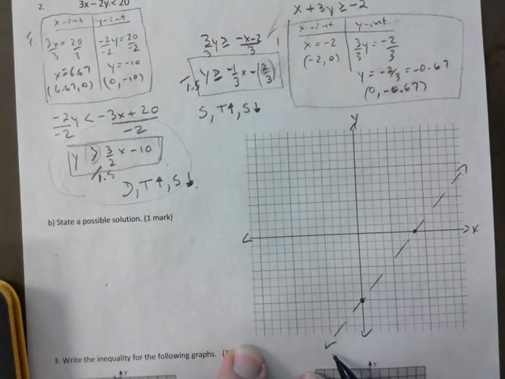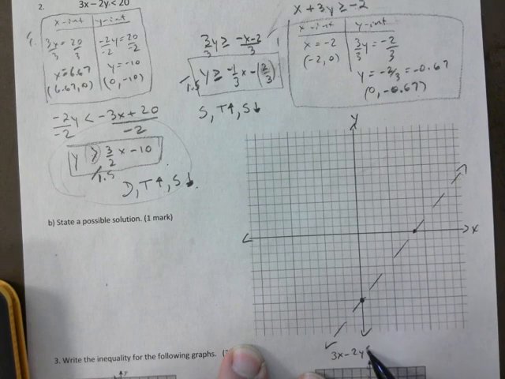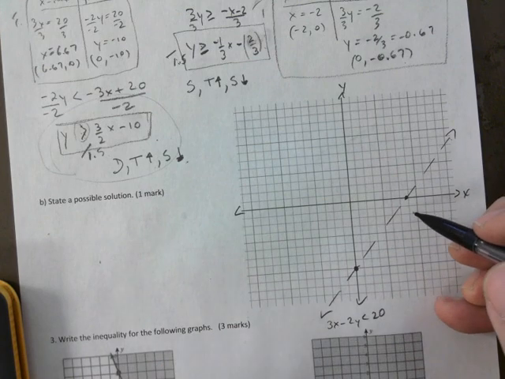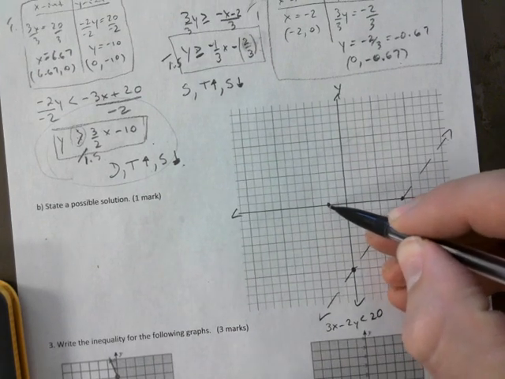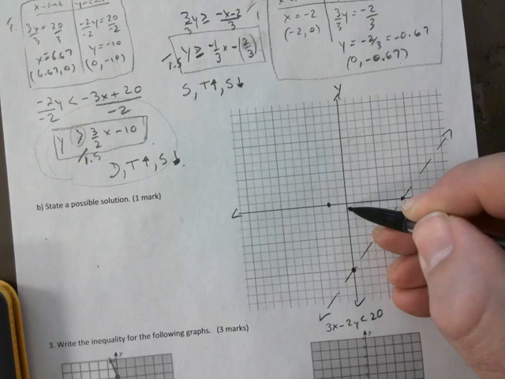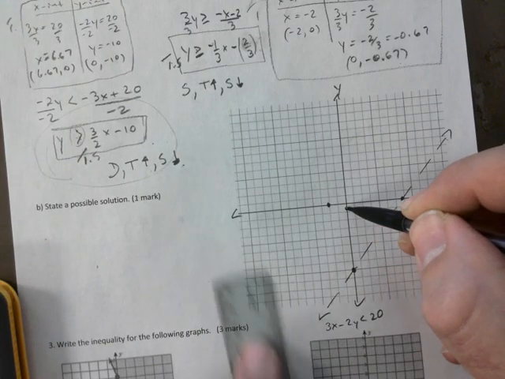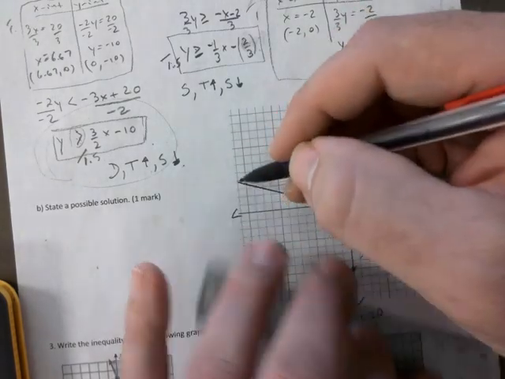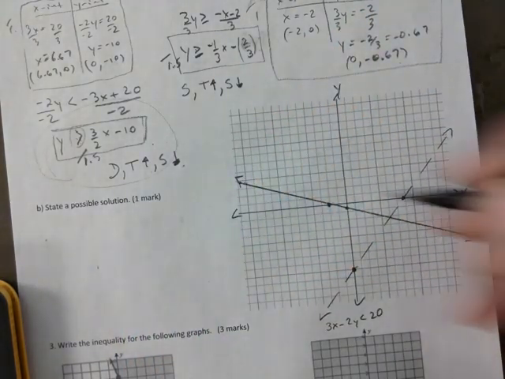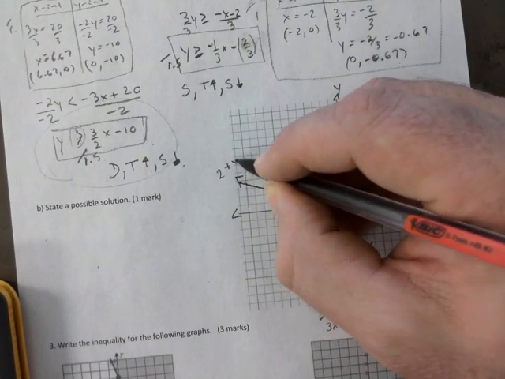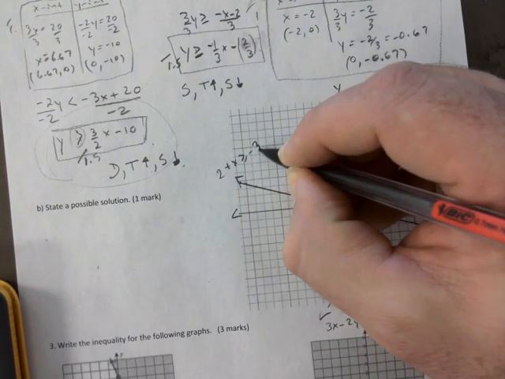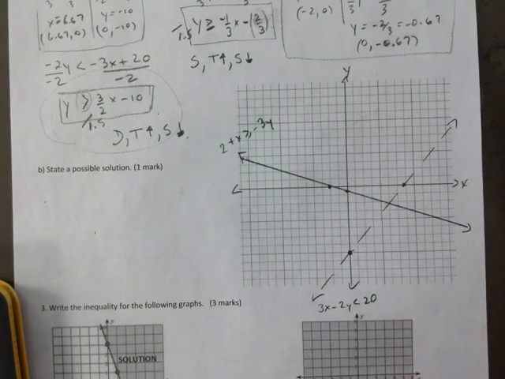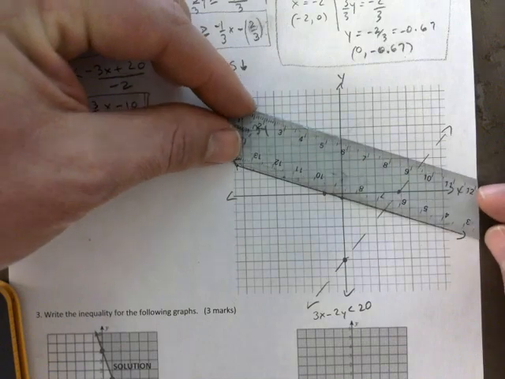And I'll write down the inequality right away. And then the other one is negative 20, 0, negative 0.67. So that's right about there. And that's a solid line. Okay, and this one is 2 plus x greater than or equal to negative 3y. And let's go ahead and shade. Both of them are below. So I'm just going to go like this.